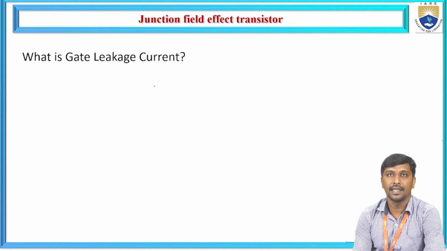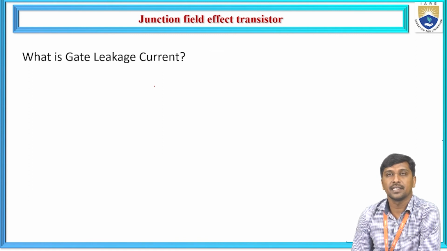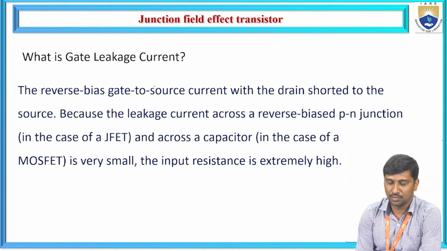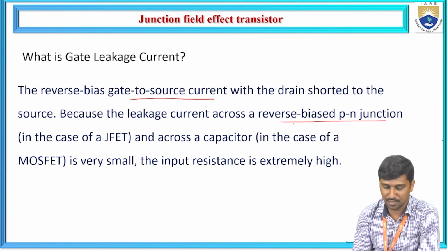So what is gate leakage current? We know that when the temperature changes, the reverse saturation current increases in diodes as well as transistors. That current we can also call leakage current. The leakage current is also observed in a reverse bias condition. That is the reason the reverse bias gate to source current, with the drain shorted to the source, is the leakage current across the reverse biased PN junction in the case of a JFET and across the capacitor in the case of a MOSFET. It is very small, and the input resistance should be very high.